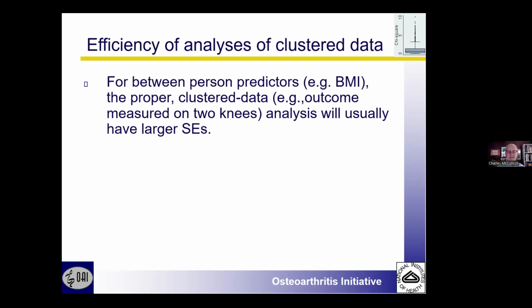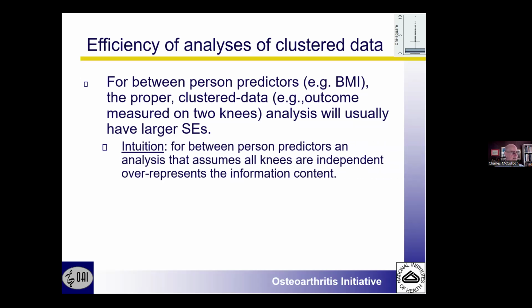All right, so to give you a little bit of intuition, though, for a between person predictor, so say body mass index, the proper clustered data analysis, with the outcome measured on two knees, will usually have larger standard errors than a simplistic analysis. The intuition there is that for between person predictors, an analysis that assumes the knees are independent will overrepresent the information content. Each knee does not contribute an independent and new piece of information as if it was a knee measured on a new person. There's some redundancy of the information there.